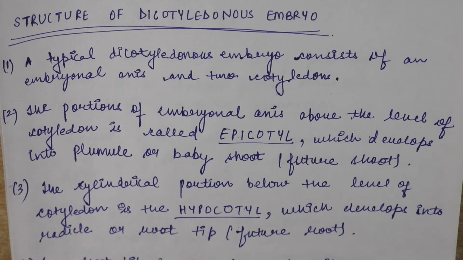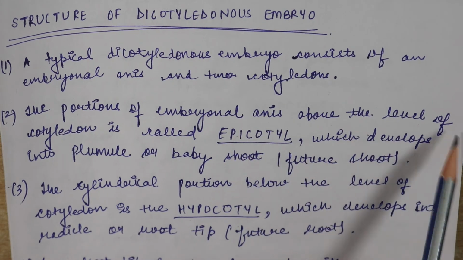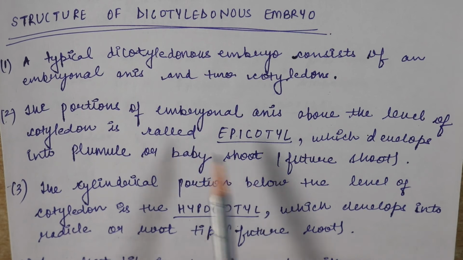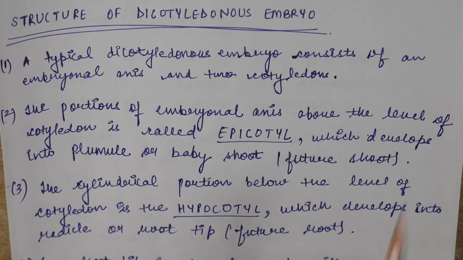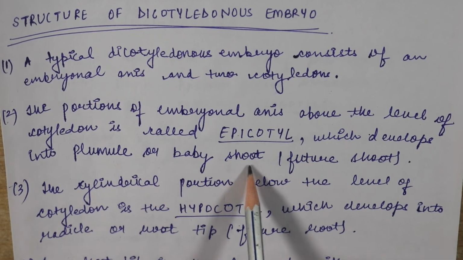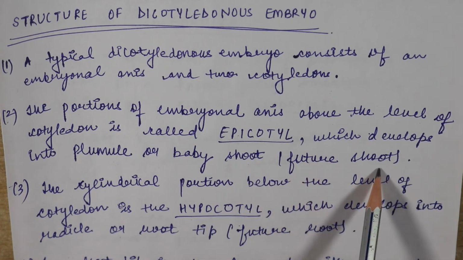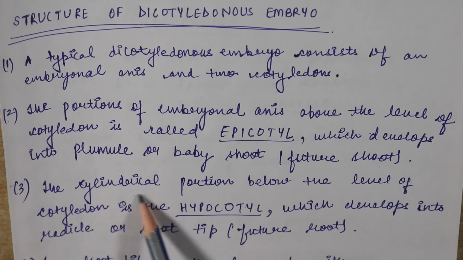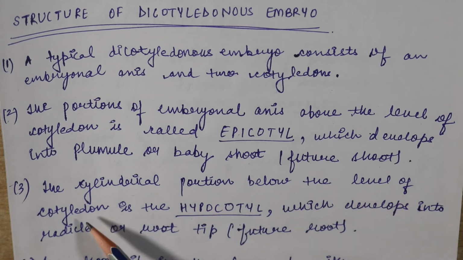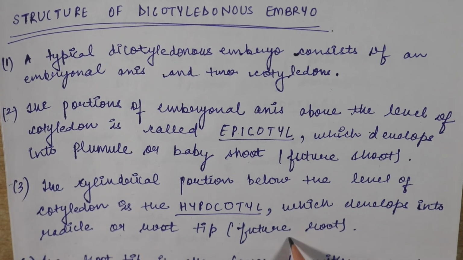Then next is the structure of the dicotyledonous embryo. A typical dicotyledonous embryo consists of an embryonal axis and 2 cotyledons. The portion of the embryonal axis above the level of the cotyledon is called the epicotyl, which develops into the plumule or baby shoot, also known as the future shoot. Third point, the cylindrical portion below the level of the cotyledon is the hypocotyl, which develops into the radicle or root tip, known as the future root.